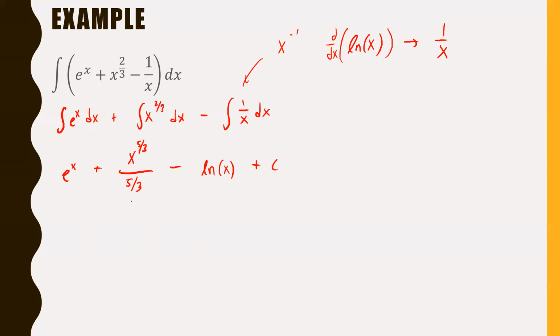I just don't like the fact that we have a fraction in this middle term here. So we're going to clean this up. Remember, we have a number divided by a fraction. That's a keep, change this to a times, and then flip. So it's 3 over 5 instead. Long story short, I'll let you do the math. It'll be e to the power of x plus 3x^(5/3) over 5 minus ln x plus c.